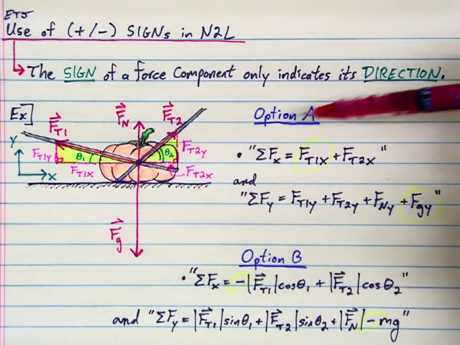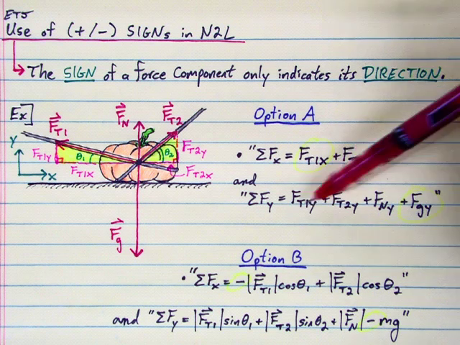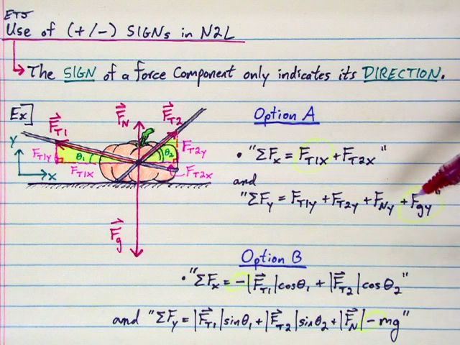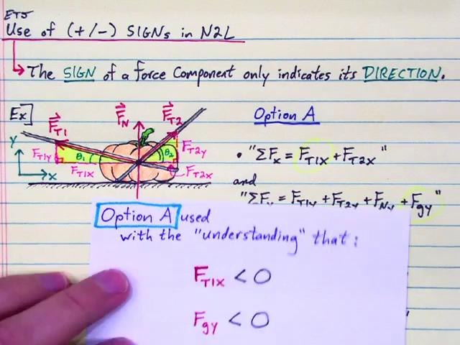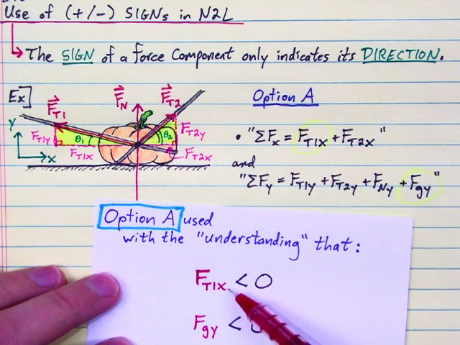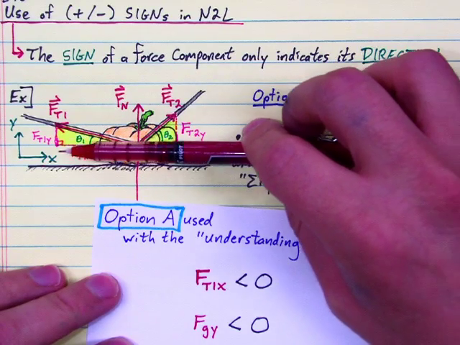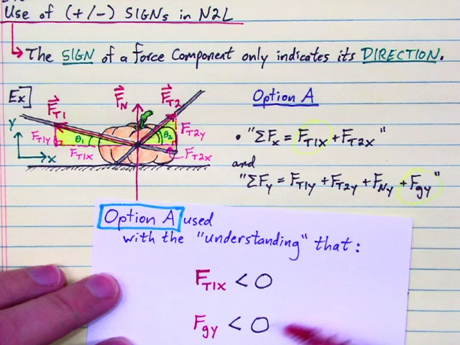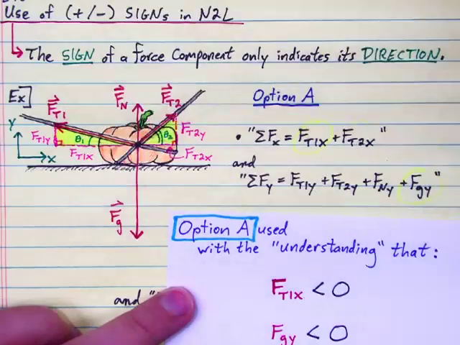So, option A. Here we've written each term with a plus sign in front of it. Plus, plus, plus, plus, plus, plus. Here we're operating with an understanding that this term right here, ft1x, is a negative value. That's this component of the tension pointing in the negative x direction. And that this term right here, fgy, it's also a negative value. That's, of course, the y component of gravity, which is the only component of gravity.